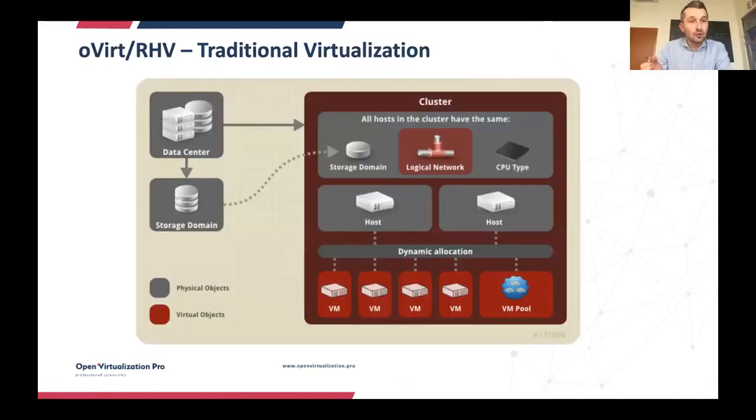So let's go through the different layers. Let's start with oVirt, Red Hat virtualization. So Wojciech, could you tell a little bit about where we are today? Yeah, so at the moment you have different options. One of the options is using traditional virtualization. If you have proper orchestration and automation tools, you can really use traditional virtualization to build a private cloud based on it. And oVirt or Red Hat virtualization is the perfect example.